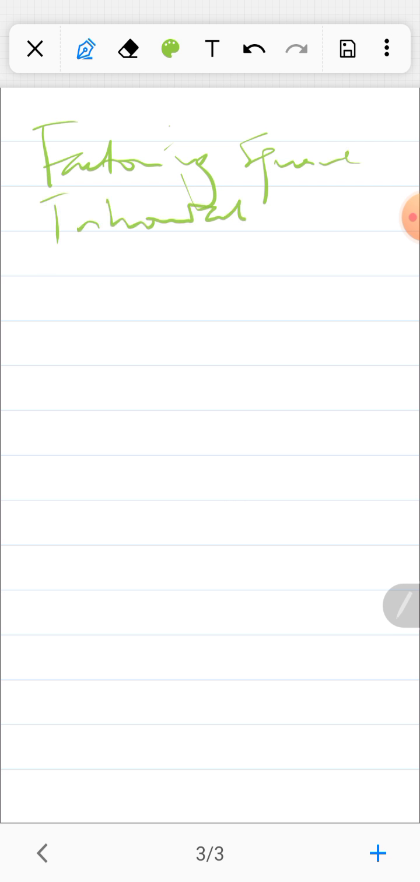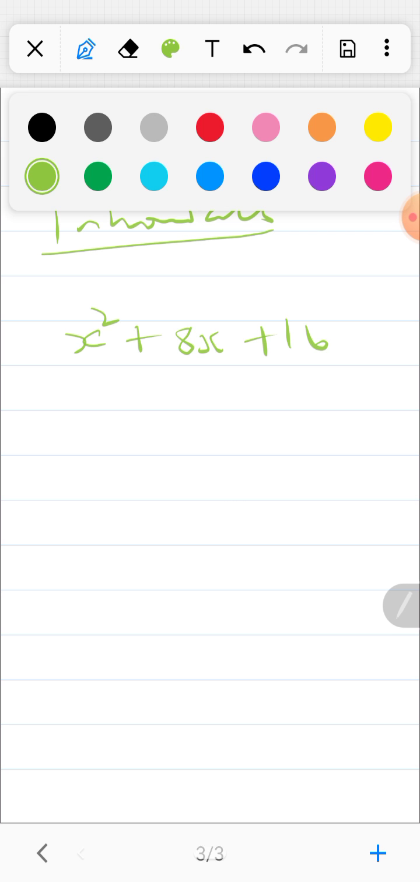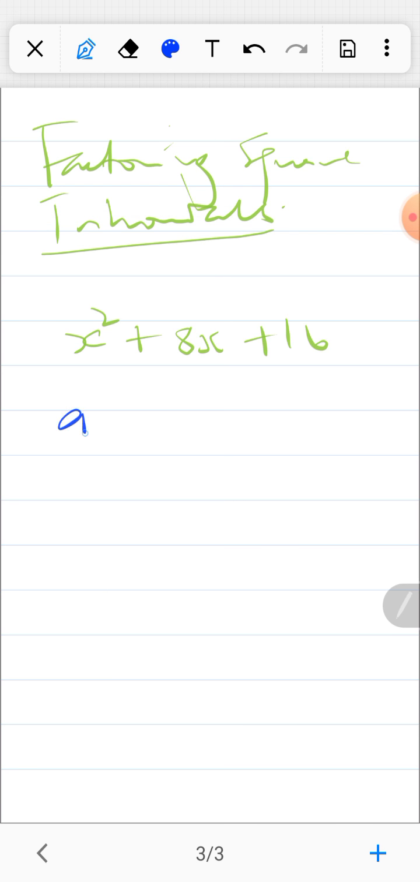The next idea is factoring perfect square trinomials. Okay, so if I have an expression like x squared plus 8x plus 16, if I want to factor that expression, I'm also going to use this idea: a squared plus 2ab plus b squared.